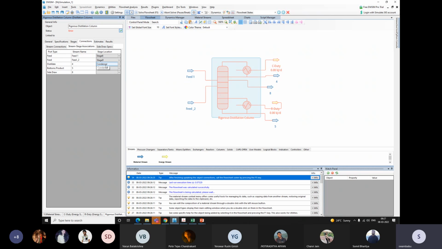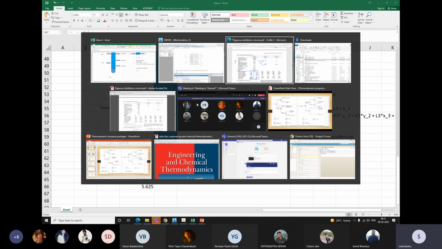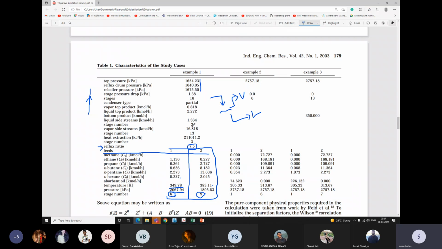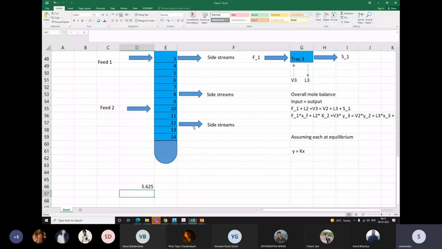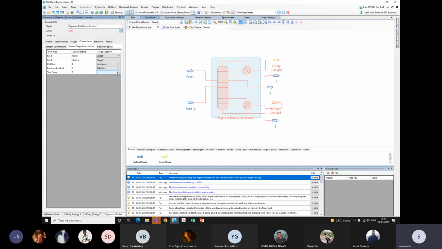The distillate is coming out as stream 4 from the condenser. The bottom product stream 5 is coming out from the reboiler, and one side stream is taken at stage 3. Now, this is the stage.